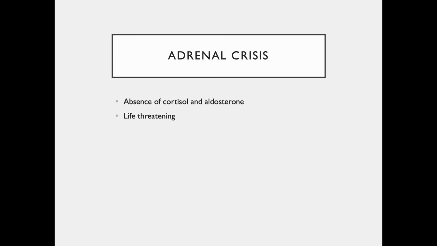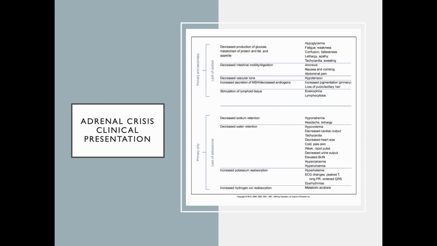When there is an absence of cortisol and aldosterone, what we call Addisonian crisis, that causes vascular collapse and severe hypotension, and is life-threatening. That needs to be dealt with very quickly. So the way these patients present, if they have a lack of cortisol, is shown at the top, both primary and secondary. And then lack of aldosterone, or the ability to hold on to sodium and water, is shown here at the bottom of the table.